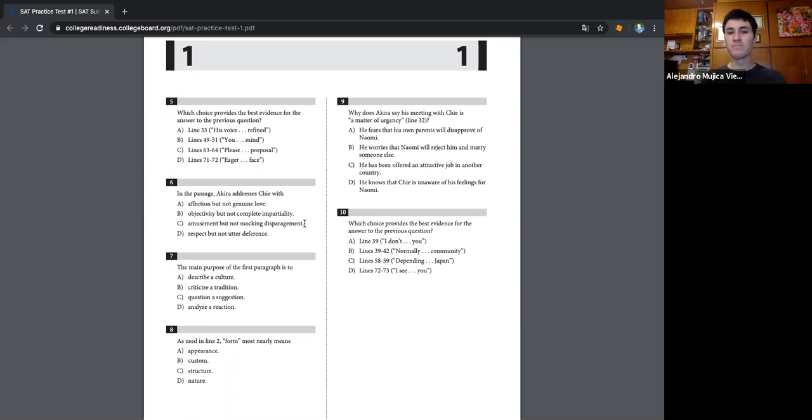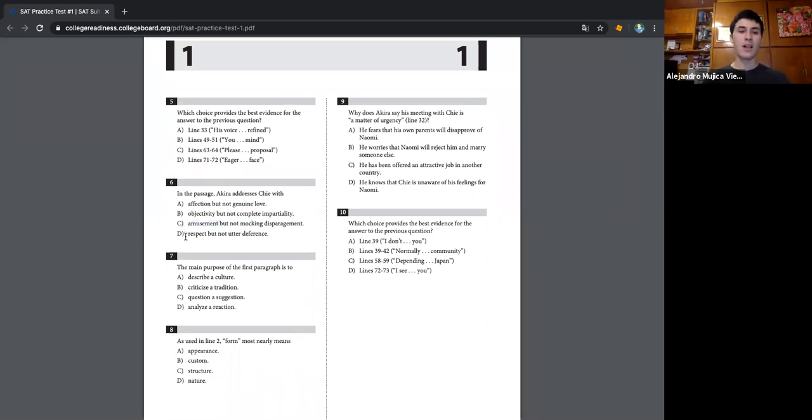Now, here we have to keep in mind who addresses who. Because we could argue that Chie does address Akira with amusement, albeit not with mocking disparagement, but Akira is super serious. I don't think he's even thinking about smiling at any point. He's like, this is the most important request of his life. His entire future depends on it. So he's definitely not amused. I mean, he's not having fun at all.